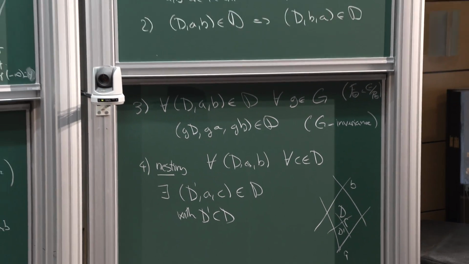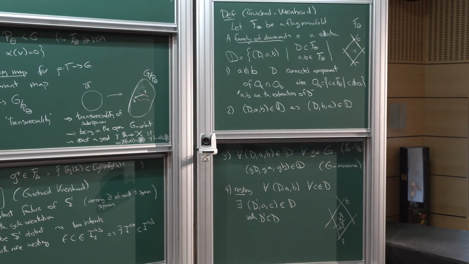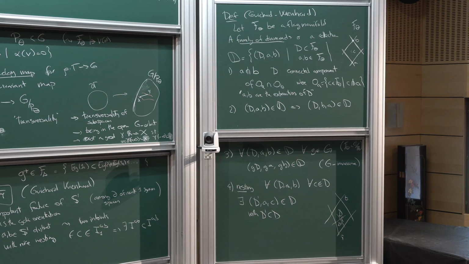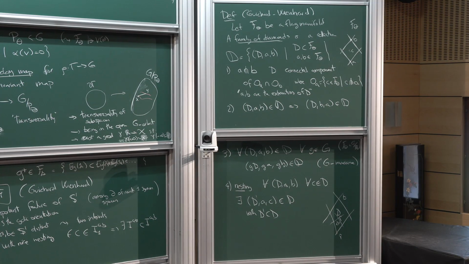Any questions on this? So you need to ask that there is an opposed diamond? No, it's going to be automatic. Like this is not the opposed diamond, but it's going to be automatic that there is an opposed diamond.